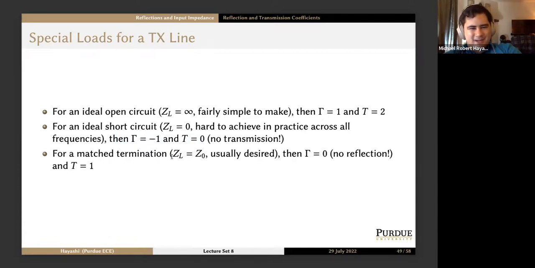If you have a matched termination, ZL is equal to the characteristic impedance. This is kind of desirable. Then you get gamma is equal to 0, no reflection, and you get perfect transmission. So what you send forward in voltage never comes bouncing back at you. It'll just propagate through into the next transmission line segment.